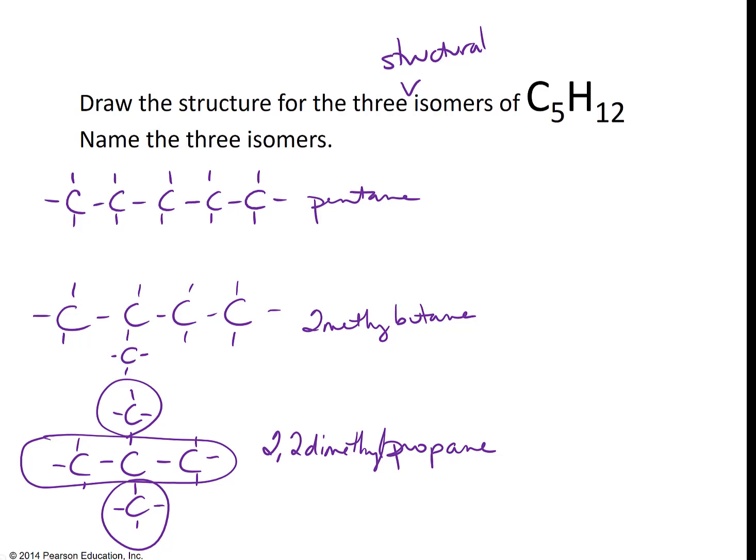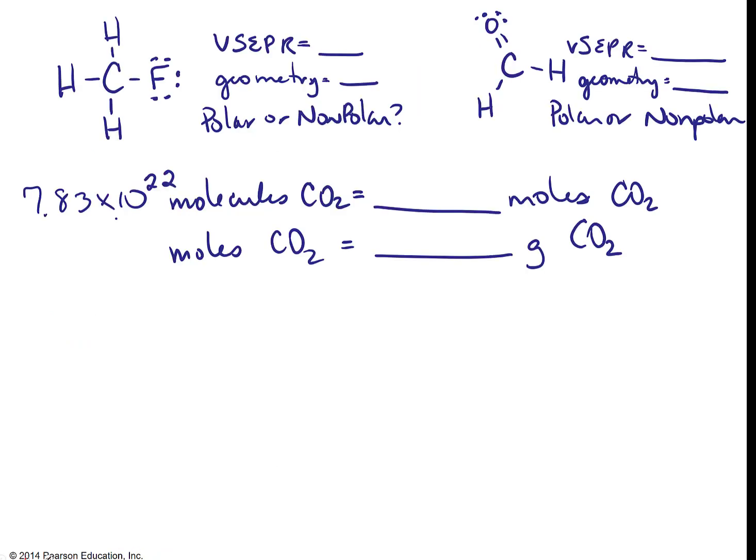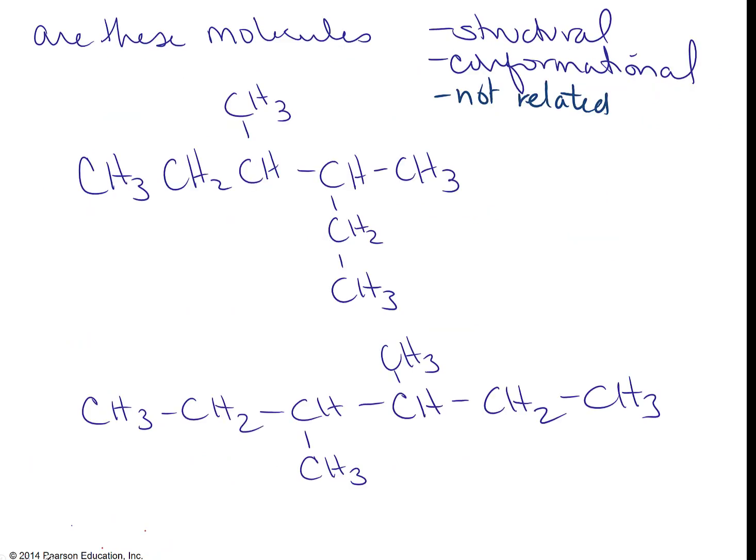So those of you that have lab tonight, we're going to work on those ones too. You tell me, are these molecules structural, conformational, or not related? So how do you determine if they are isomers at all? What do you have to do? They're molecular formula. Right. So count the number of carbons. Tell me how many carbons in the first one? 8. So how many carbons in the second one? 8.